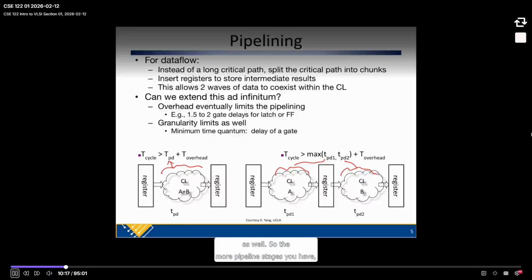So the more pipeline stages you have, the better performance you can get. You hit a limit, though, because at some point you can only move single gates across a pipeline stage, so you can't move part of a gate across. Also, the overhead of the flip-flops eats into your margin too, because they have a setup and hold time which you have to obey. That adds to the overhead part of this.